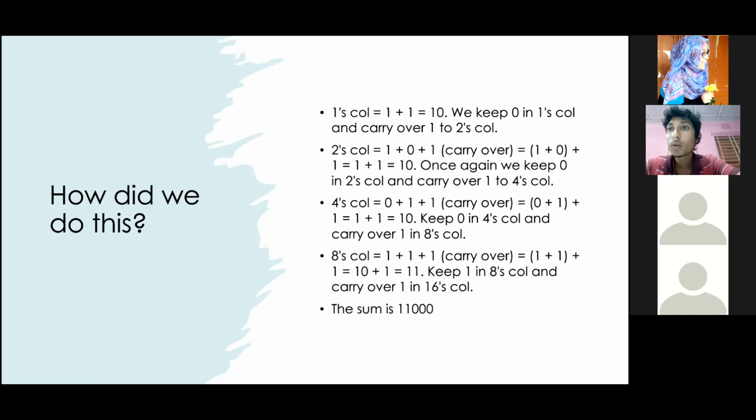Keep 0 in the fourth column and carry over 1 to the eighth column. Eighth column: 1 plus 1 plus 1 carry is equal to 10 plus 1, which is equal to 11. Keep 1 in the eighth column and carry over 1 to the 16th column. The sum is 11000.